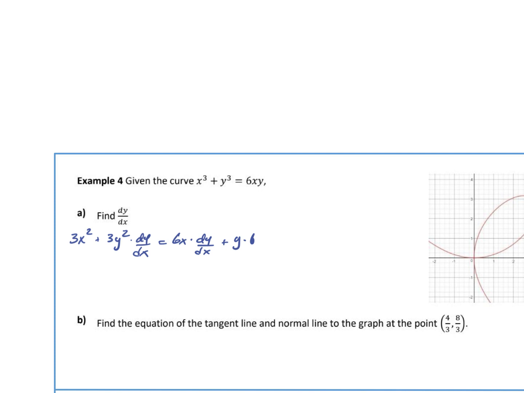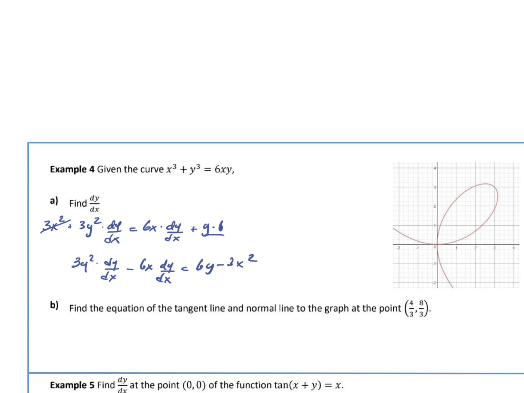So you want to combine the dy dx's. You're going to get them all on one side so we can solve for it. So I'm going to leave this here, 3y squared dy dx. I'm going to subtract the 6x dy dx, and then I'm going to say 6y, combine that, and then minus 3x squared, so I brought that over. Now from here, you're going to factor out a dy dx. So we get dy dx, and then we're going to get 3y squared minus 6x, and then equals 6y minus 3x squared.